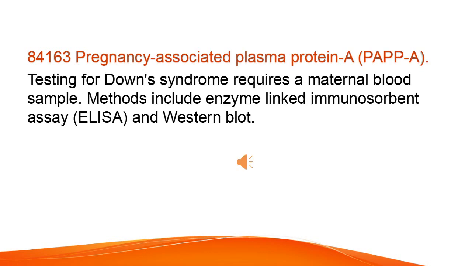Pregnancy-associated plasma protein A, PAPPA. Testing for Down syndrome requires a maternal blood sample. Methods include enzyme-linked immunosorbent assay, ELISA, and Western blot.